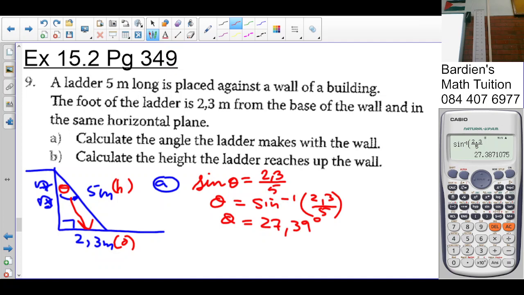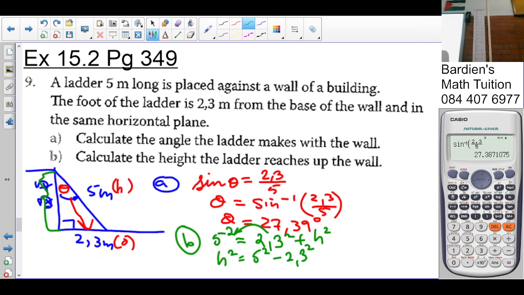Okay. Then in B, the question says calculate the height the ladder reaches up the wall. So in other words, I'm working on this length here. And how can I calculate that? By using Pythagoras. Pythagoras theorem says the hypotenuse squared is equal to the sum of your other two sides squared. So the height the ladder reaches squared is equal to 5 squared minus 2.3 squared.